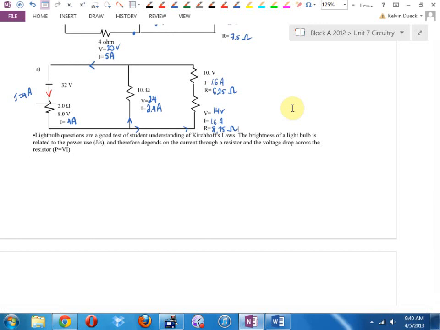A nice way to test understanding is light bulb questions, because light bulb questions allow us to bring in power, VI. Because the more power, the brighter the bulb. The less power, the dimmer the bulb. And so a great way to ask you a question is to ask, if I change this, will a light bulb be brighter or dimmer? Those are, hint, hint, very good questions for using principles of physics to explain. Hint, hint, hint.